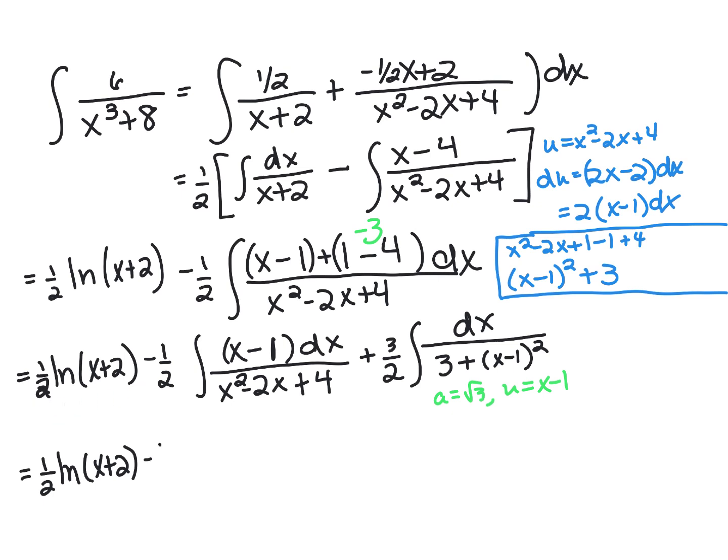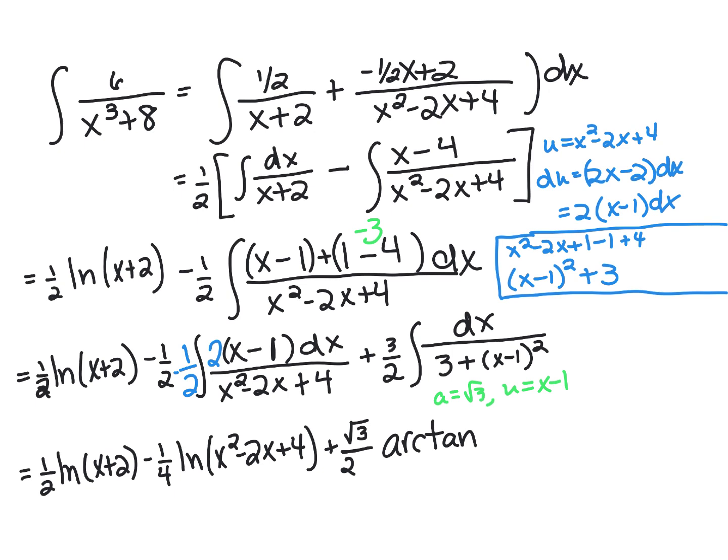So copy this. This is minus 1/2 ln. Oh, wait a second. I needed a 2 and a 2. That gave me 1/4 on the outside. Now, when I write my final answer, I'll get a common denominator and combine. Now this guy right here, 1 over a is 1 over root 3. I already had the 3/2. Now you see that the 3 and the root can cancel, and I actually end up with the square root of 3 over 2, because 3 over root 3 is just root 3. Arctan of u over a. Plus c.